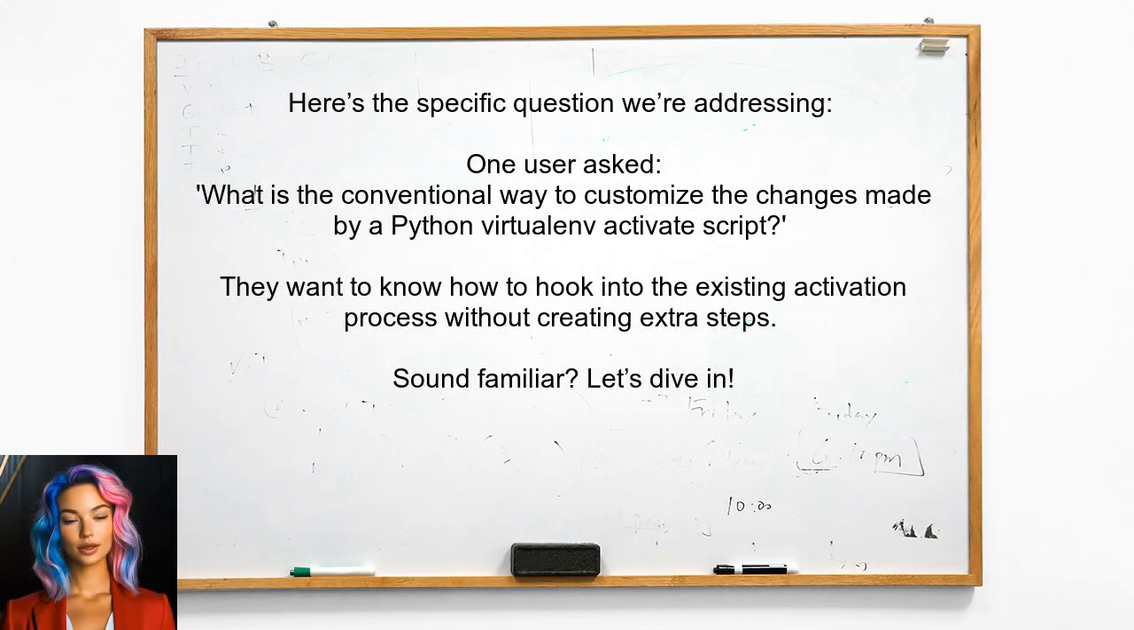Here's the specific question we're addressing. One user asked, what is the conventional way to customize the changes made by a Python Virtualenv activate script? They want to know how to hook into the existing activation process without creating extra steps. Sound familiar? Let's dive in.